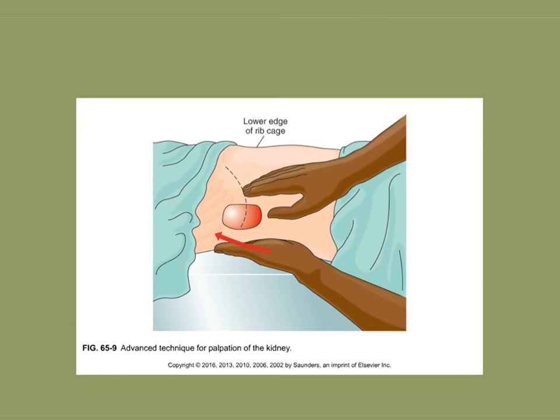This is a picture of that assessment of the costovertebral angle, just basically in that area there under the 12th rib, kind of squeezing them there. You just give them a little squeeze, and if they act like you just shot them or they hop off the table like that really hurt, then you would suspect that they have pyelonephritis, because that area should not be that tender.